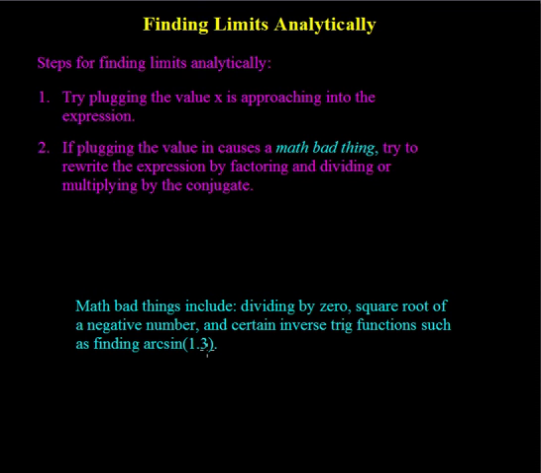What does it mean? Well, math bad things include dividing by 0, taking the square root of a negative number, because in this class we're only going to be dealing with real numbers, and using inverse trig functions outside their domain, such as taking the arcsine of 1.3. Since on the unit circle, when you take the sine of a number, you always get something in between -1 and +1. If you try to take the arcsine of 1.3, you're outside the domain of arcsine, because that's outside of the range of sine.